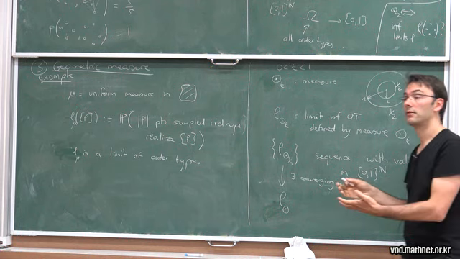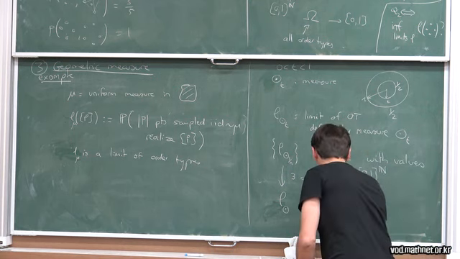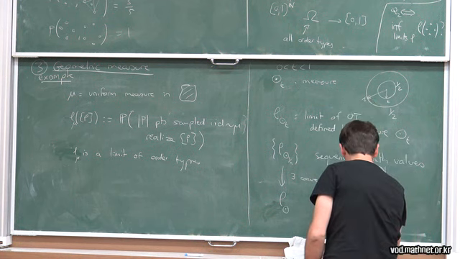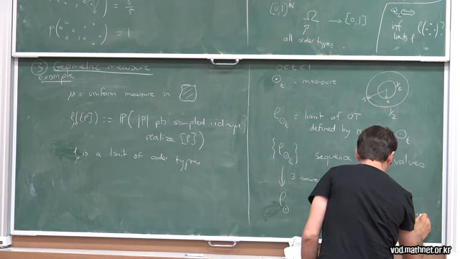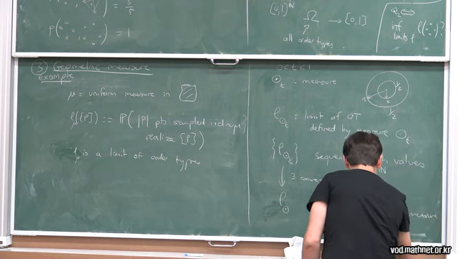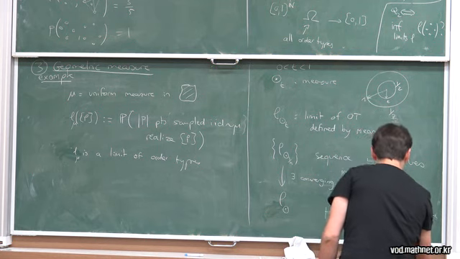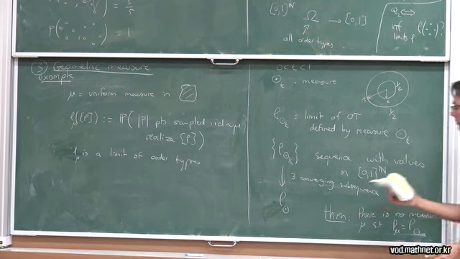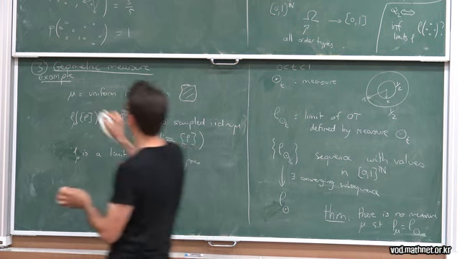Maybe if I have some time at the end, I can give you a sketch of how you prove that. So it's not completely obvious. So there is no measure mu such that L mu is this. So this is the bad news. Oh, actually this was a 4.